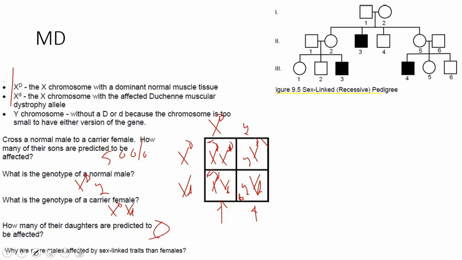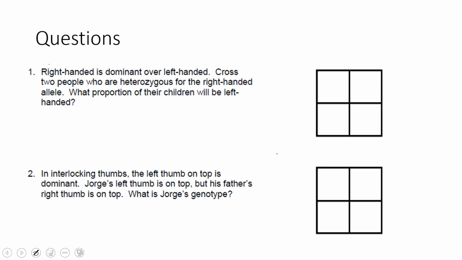Why are more males affected by sex-linked traits than females? Okay, so here's what you have to keep in mind. Females have 2 chances to get a good copy of a gene because they get 2 X chromosomes. Males, on the other hand, they only get 1 chance to get a good copy of that gene. So that's why males tend to be affected more often by sex-linked disease. They only get 1 chance to get the right gene.